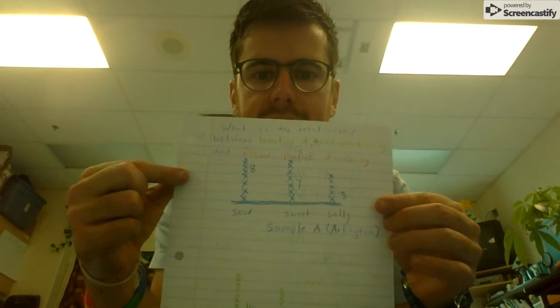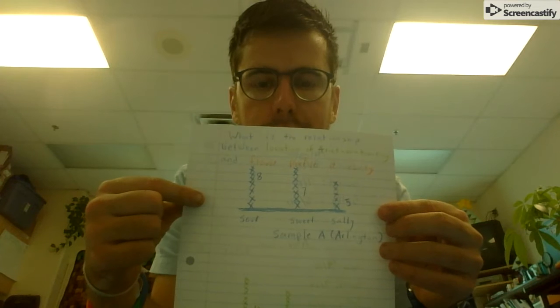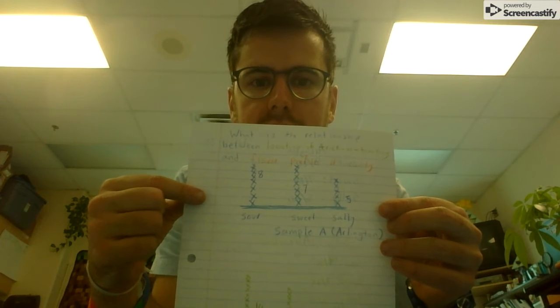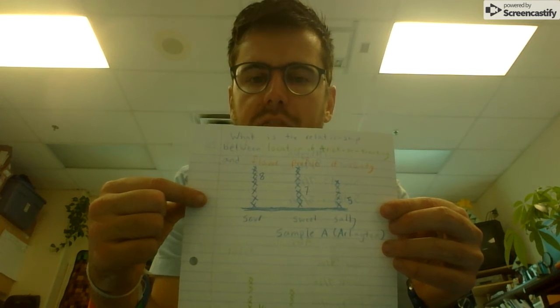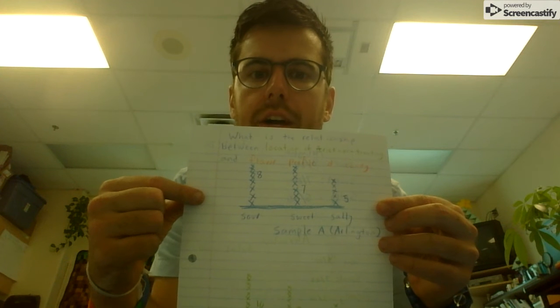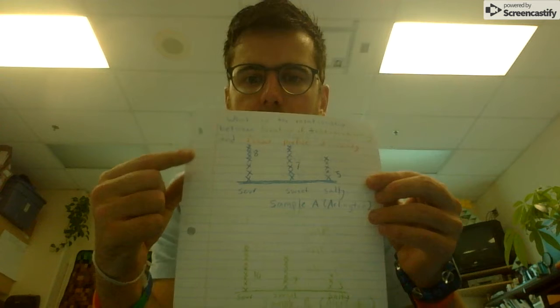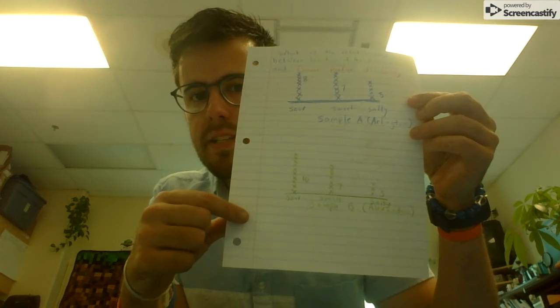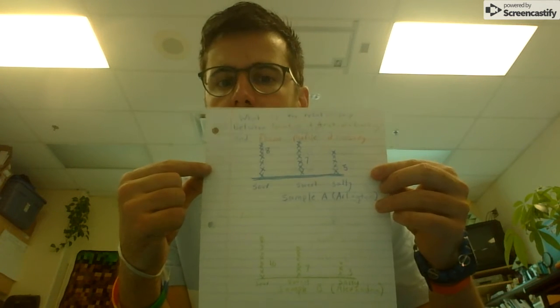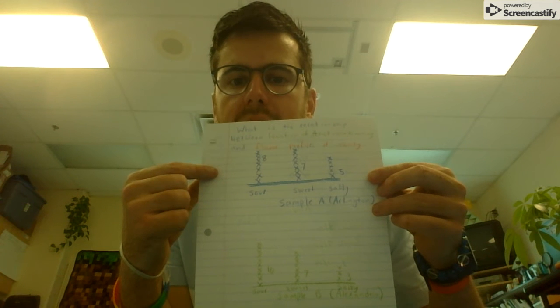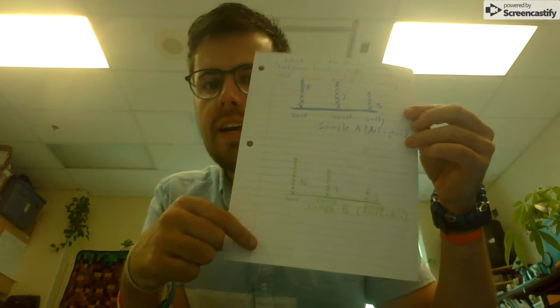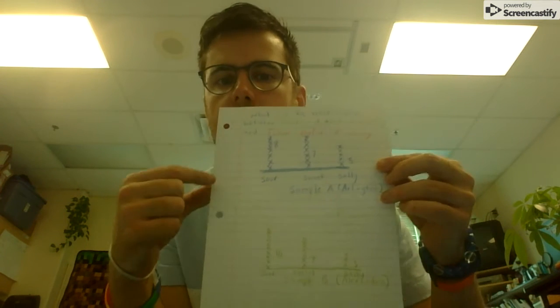Okay, so here is my imaginary data set. I've made a histogram for sample A, which I'm calling Arlington. My research question was, what is the effect of location on flavor profile? So I've got two locations, Arlington, my sample A, and Alexandria, my sample B. I have three flavor profiles. I have sour, sweet, and salty. And again, down here, sour, sweet, and salty.